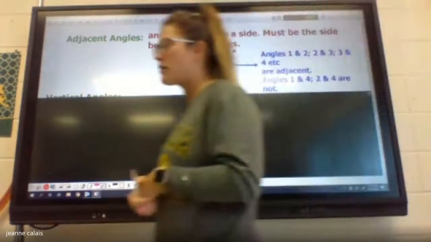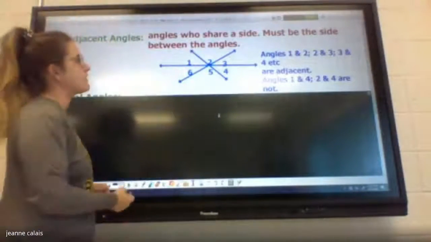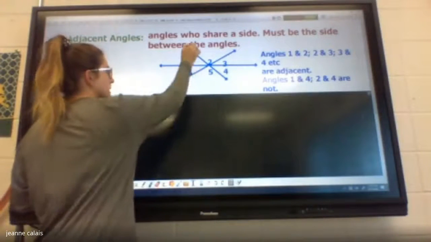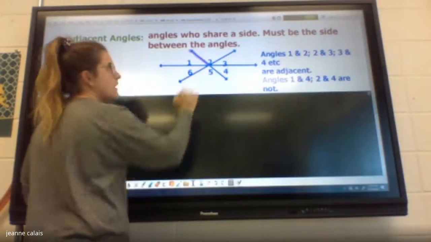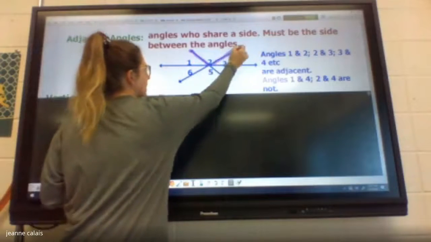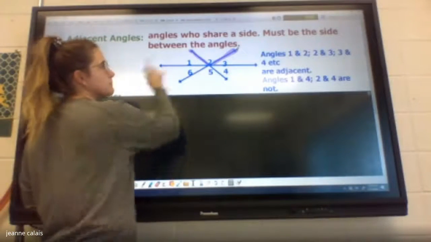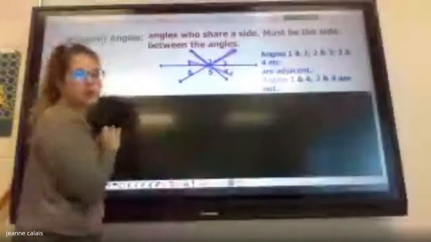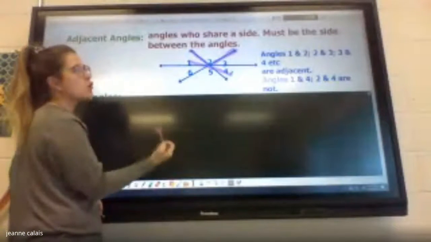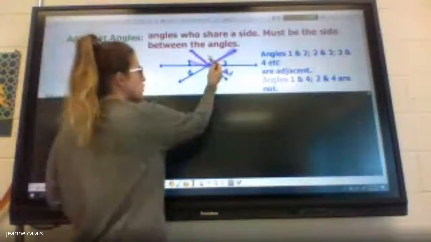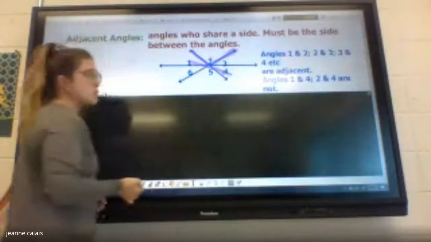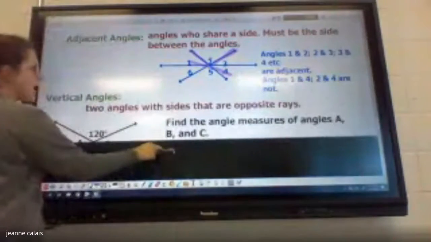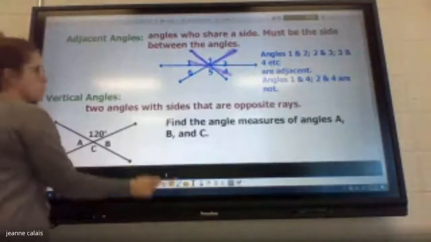So I've listed here, you can see that in the packet of notes that I gave you, that angles 1 and 2, those are adjacent angles because they share this common side. 2 and 3, same thing here, and so on. So 1 and 4, they don't share a common side, they're across from each other, we would say. 2 and 4, they have an angle in between them. There is no shared side there. And then we're going to go to vertical angles.